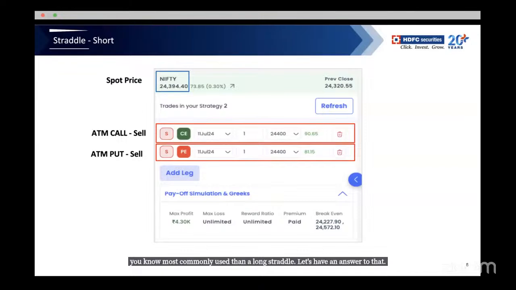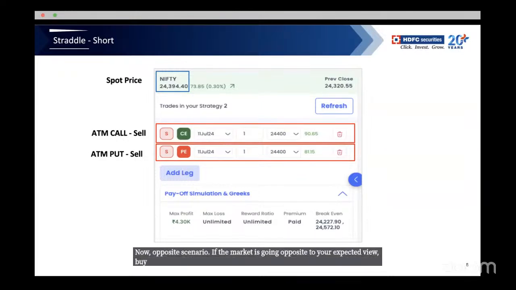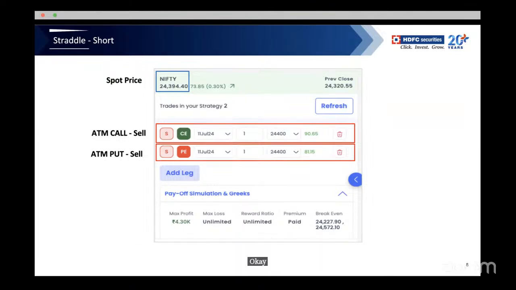Whenever we observe the market, what can be the outcomes for your trades if you're an option buyer or an option seller? If the market goes in your expected direction, the buyer will make a profit. And if the market goes opposite to your expected view, the buyer will make a loss, of course, because the analysis itself was wrong. The seller will also make a loss because the analysis was wrong. Okay, now these two conditions are sorted.